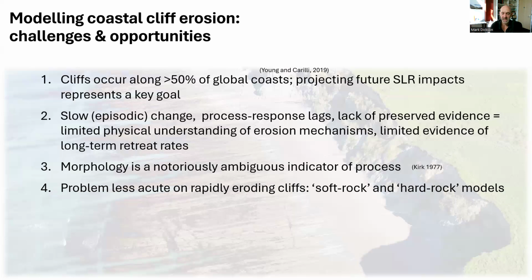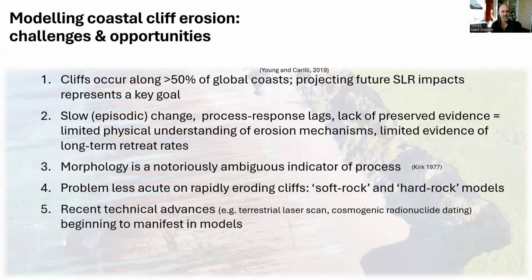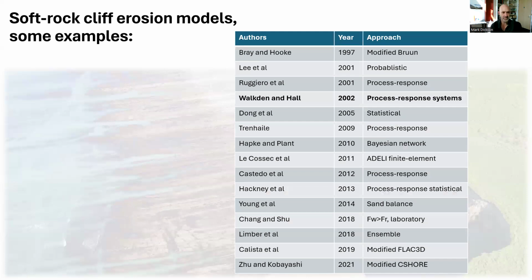Whereas with hard rock coasts, it has been very difficult to get geochronological information out of these coasts that erode almost imperceptibly slowly over human time spans. This problem is becoming smaller, though, through advances in things like terrestrial laser scanning and clifftop seismometry work. And what I'm going to talk about a little bit in this presentation is the use of cosmogenic radionuclides as a sort of clock for long-term millennial scale erosion rates. And these types of tools are beginning to manifest in the models that we're using for hard rock coasts.